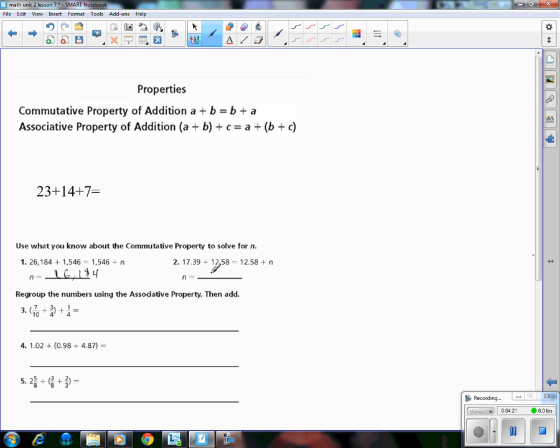Let's check out number 2 here. 17 and 39 hundredths plus 12 and 58 hundredths equals 12 and 58 hundredths plus n. So our variable here would be the other number on this side of the equation, which is 17 and 39 hundredths. Notice that the order is changed, but they are still equal to each other. So our variable is 17 and 39 hundredths.